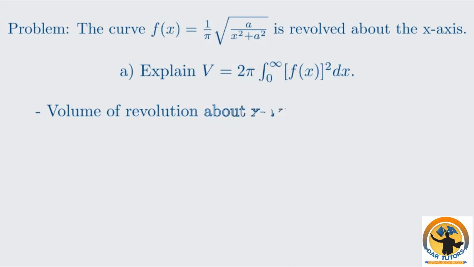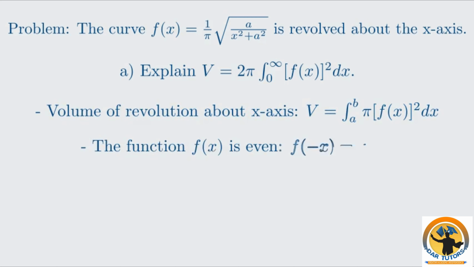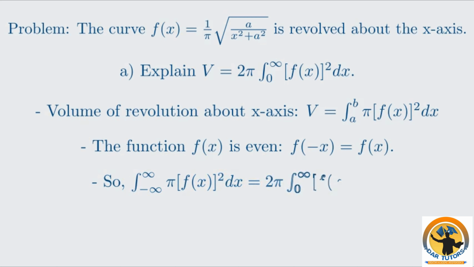This suggests that the integral is only being taken from 0 to infinity, and the solid is symmetric about the y-axis. If we integrate from negative infinity to infinity, the volume would be pi times the integral of f of x squared. If we integrate from 0 to infinity and double it, we get 2 pi times the integral of f of x squared. This is a common technique for symmetric functions.